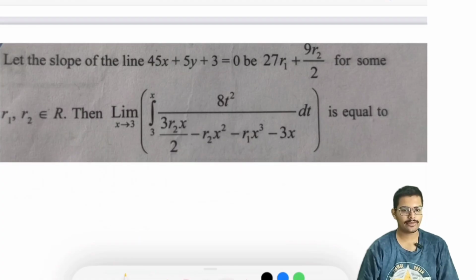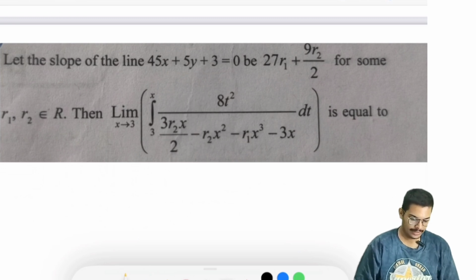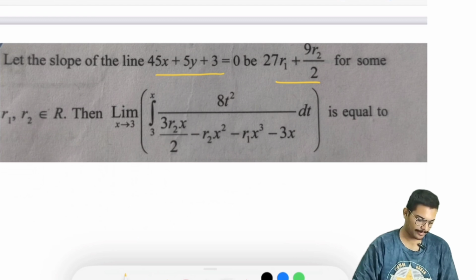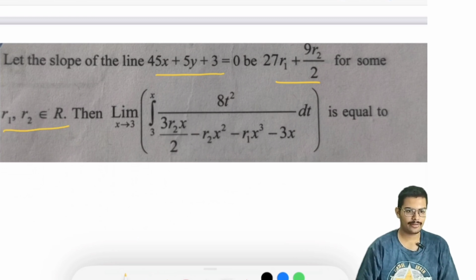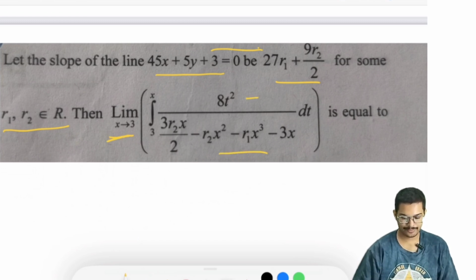This question seems to be a difficult question, but it is a very easy question we can solve with the Leibniz rule. Let the slope of this line be this for some R1, R2 element of real numbers, which means this is the slope of this line. That's a connection. Now, let x tend to 3, this integral value divided by this term is equal to what? We need to find the limit.